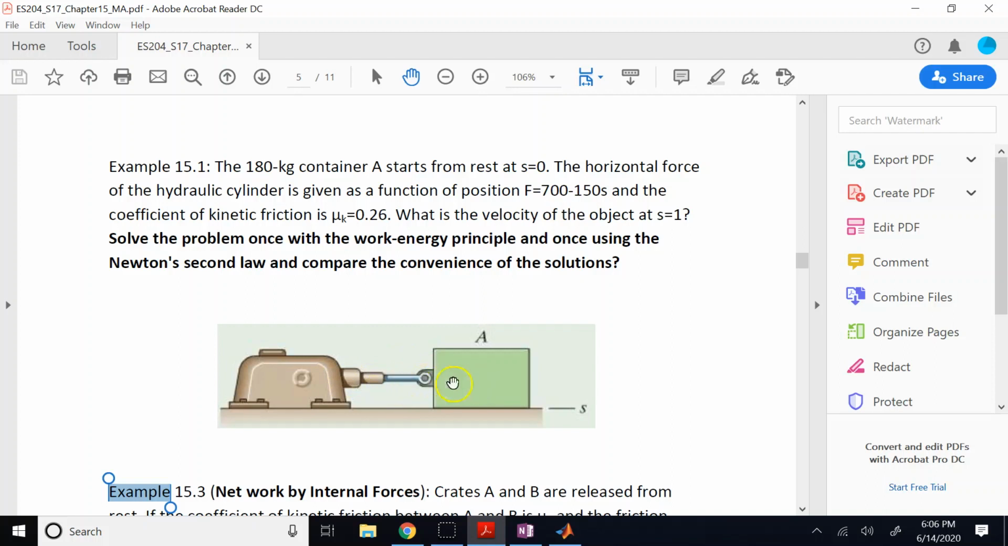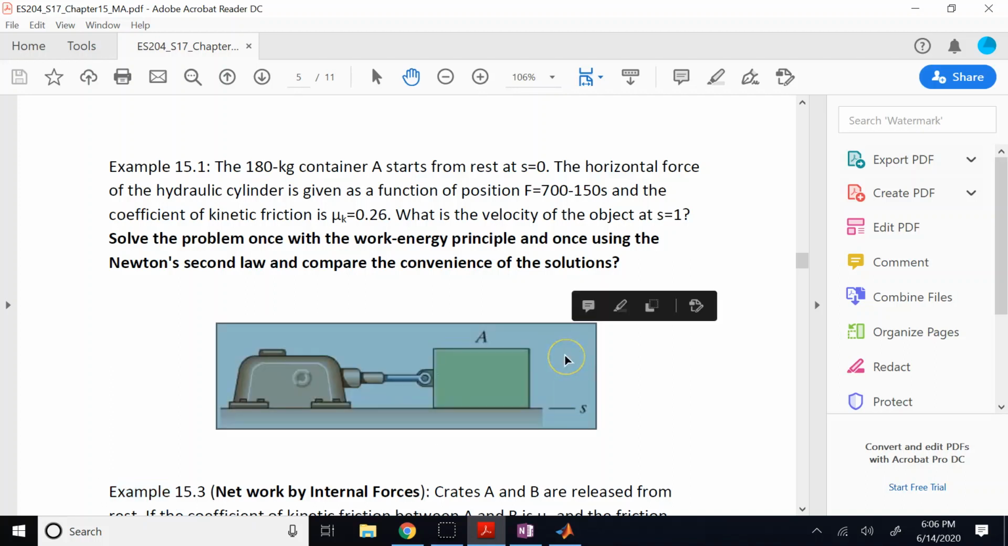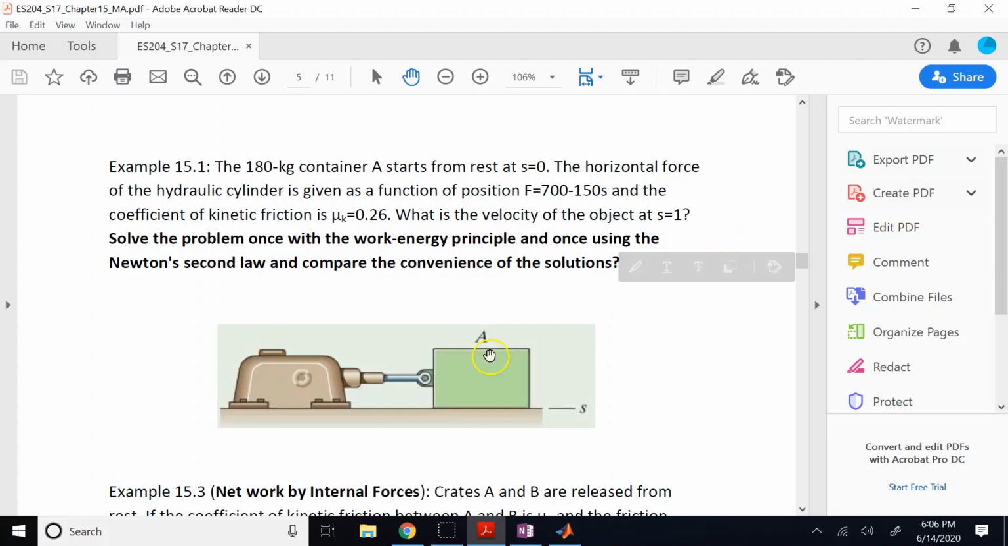And the coefficient of kinetic friction is 0.26. You want to know the velocity of this pack when it has moved 1 meter forward. Now, what we're going to do, we're going to solve this problem in two ways. One, using second law of Newton that we learned in the previous chapter. The other one, we're going to use the work energy principle, and then we compare, see which one might be more convenient.